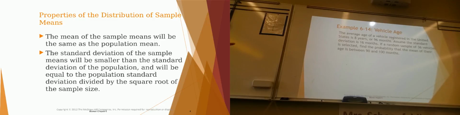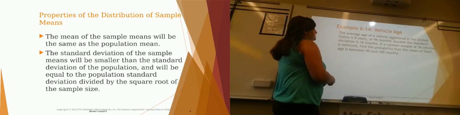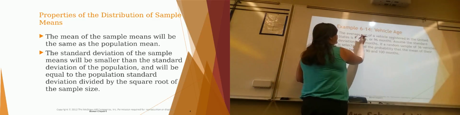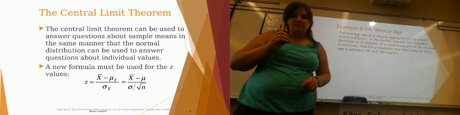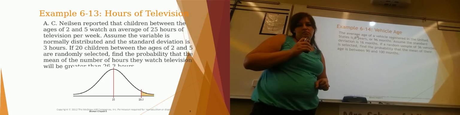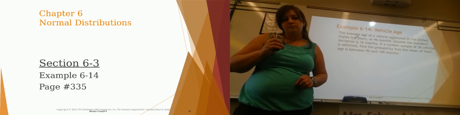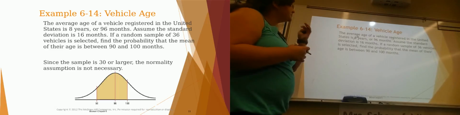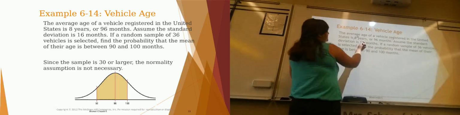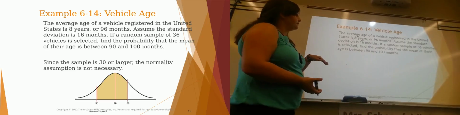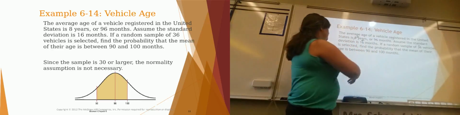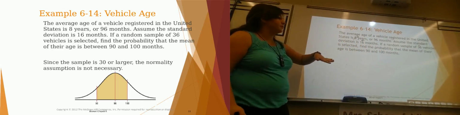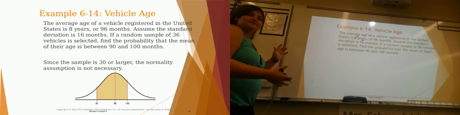Okay, so this is example 6.14. The average age of a vehicle registered in the United States is 8 years. That's my mean. Assume the standard deviation is 16 months. If a random sample of 36 vehicles is selected, find the probability that their means will be between 90 and 100 months. So back to math for a second.